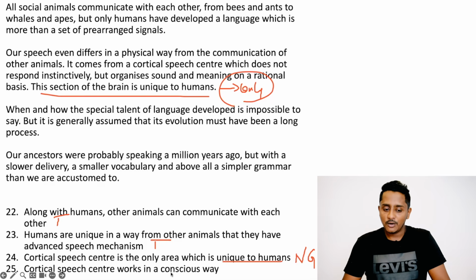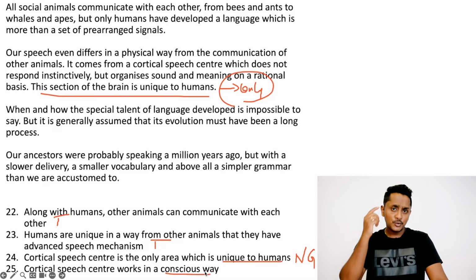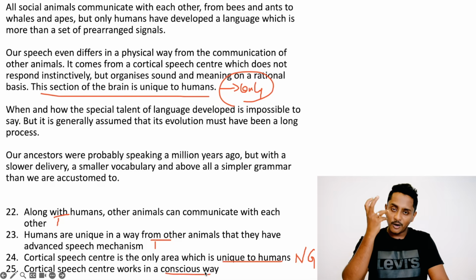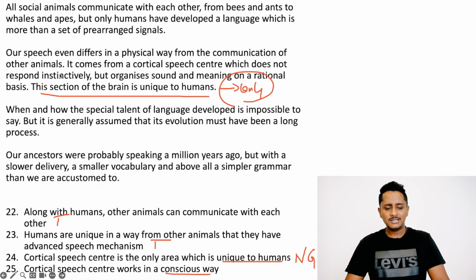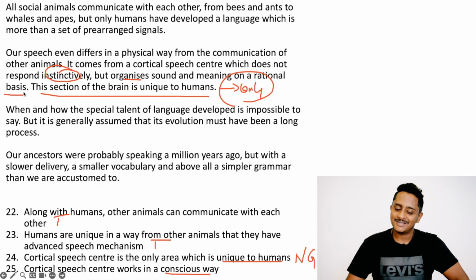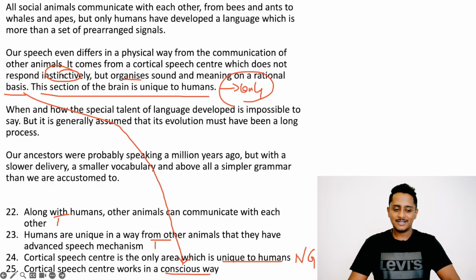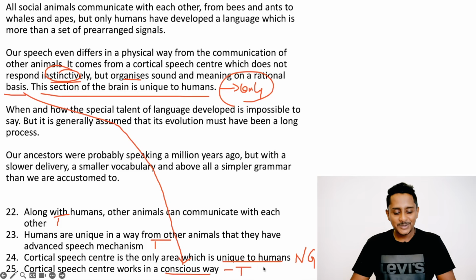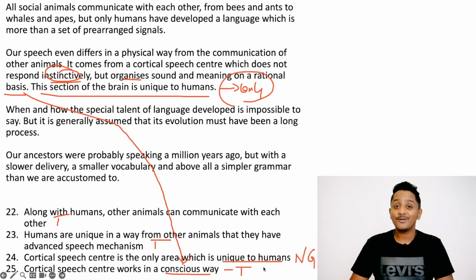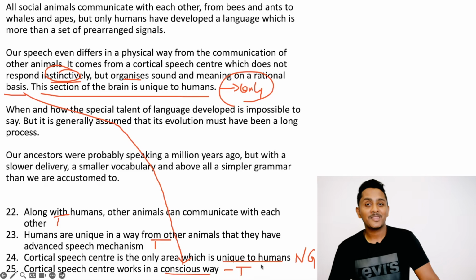Cortical speech center works in a conscious way. Consciousness is all about rational thinking. You use your intelligence, you form that thought and try to understand whether you should do it or not. It's a lot of process. Animals do it instinctively, but humans organize sound on a rational basis, meaning in a conscious way. It is not instinctive. The word conscious is not there, but yes, rational basis can be considered a conscious way. This is going to be true. 22 is true, 23 is true, 24th is not given, and 25th is true. Total 25.